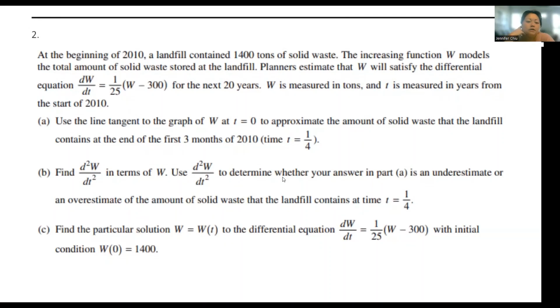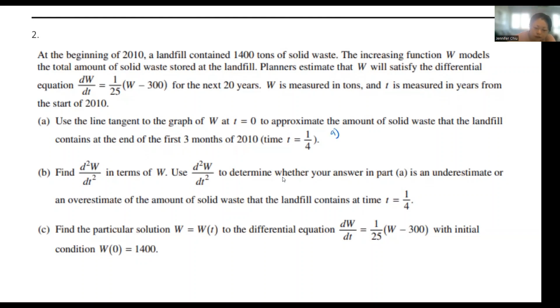Okay. A says, use the tangent line to the graph of W at T equals 0 to approximate the amount of solid waste that the landfill contains at the end of the first 3 months of 2010, where T equals 1/4, right? So part A says at 2010, so we're going to use the tangent line. It's a linear approximation, right? So you need to find your tangent line first.